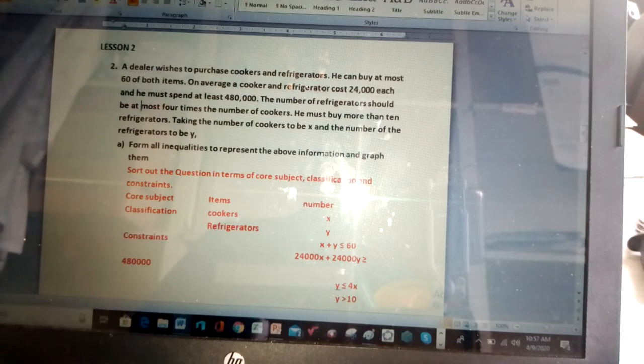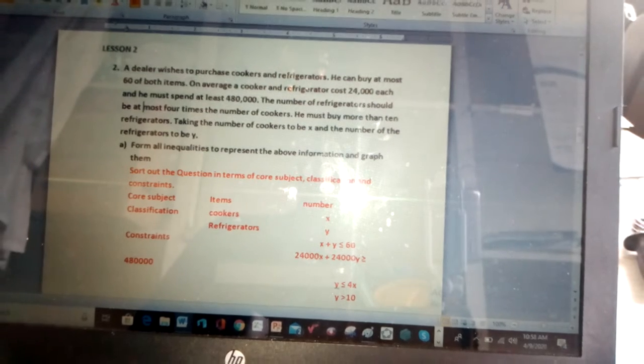We are trying to address linear programming, not like the first question where I sorted out the constraint, but constraints are now within the sentences of the question. So each sentence or two sentences will always give you a constraint. So you have to read carefully.